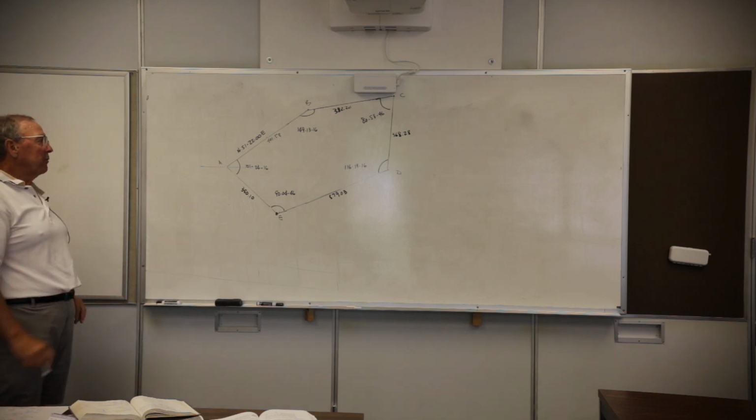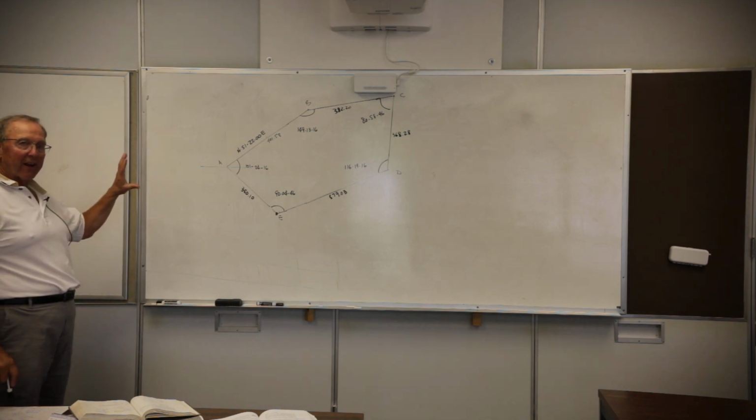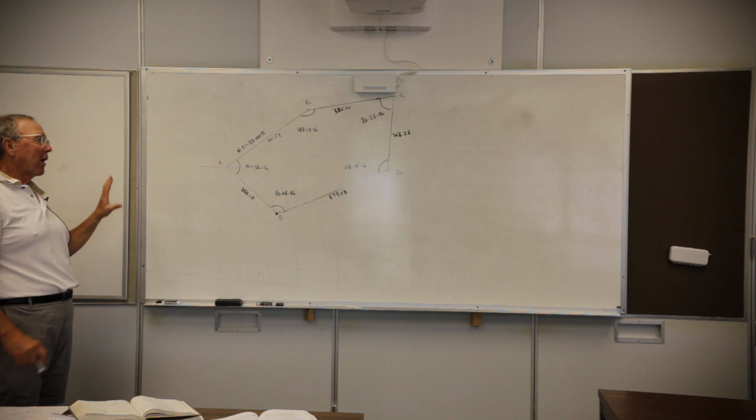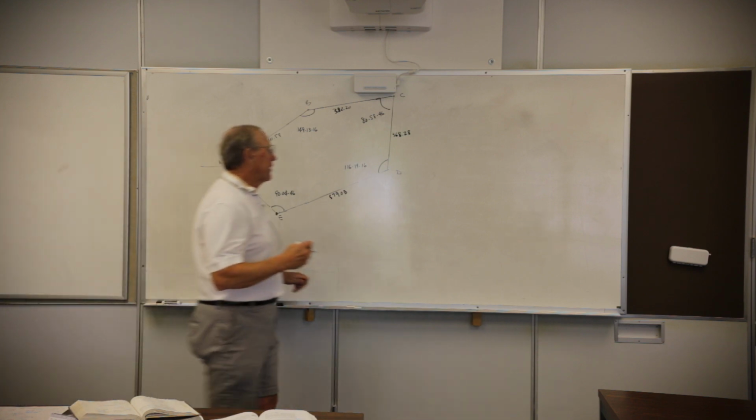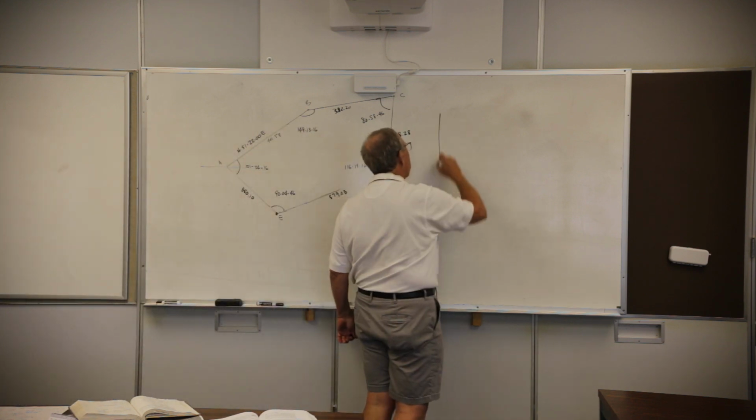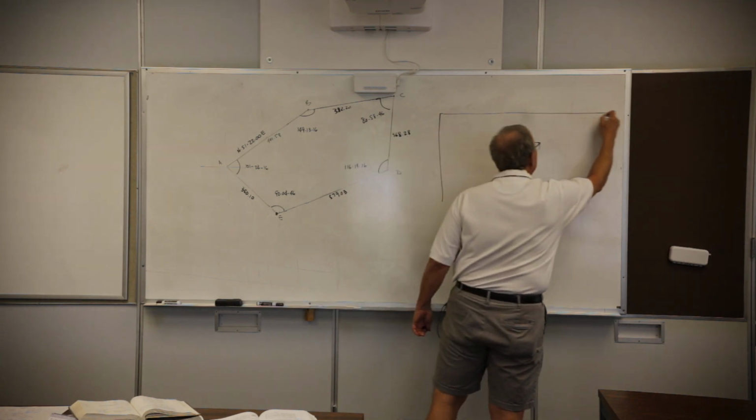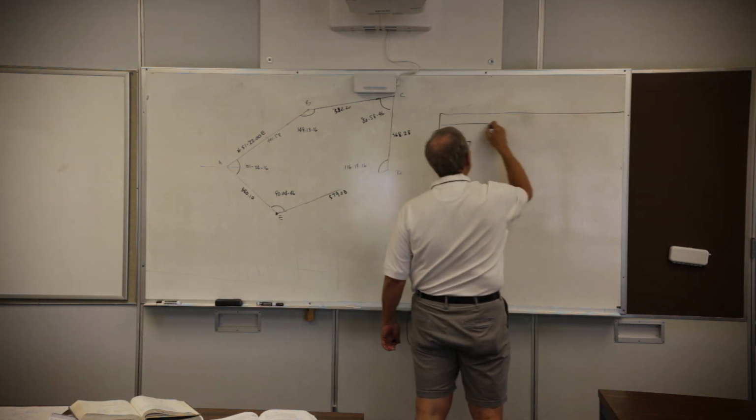First thing we've got to do is make sure that we've got an interior set of angles that adds up to the proper number. And I'm going to draw the table we're going to be using over here. Okay? I'm going to go ahead and put points.